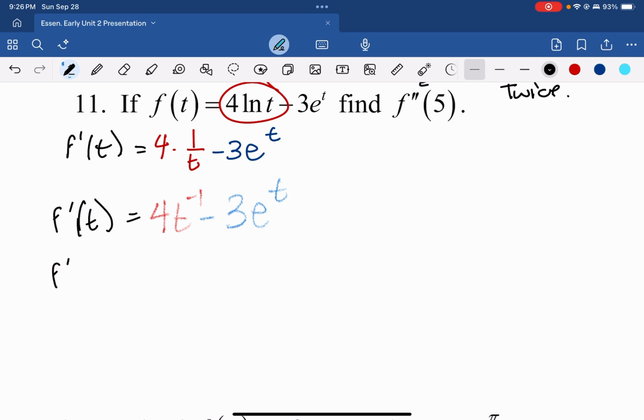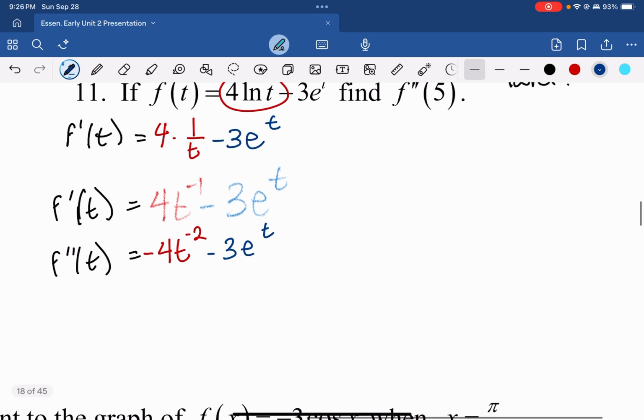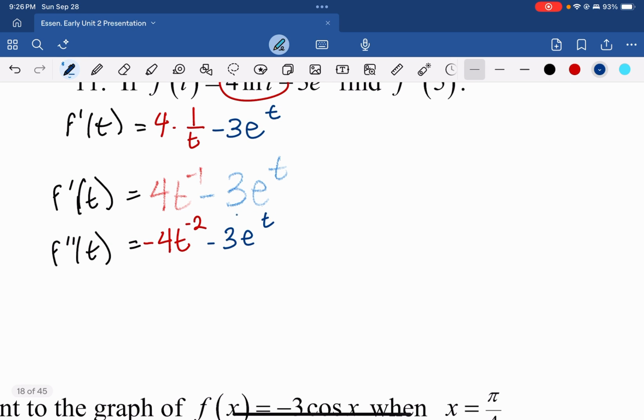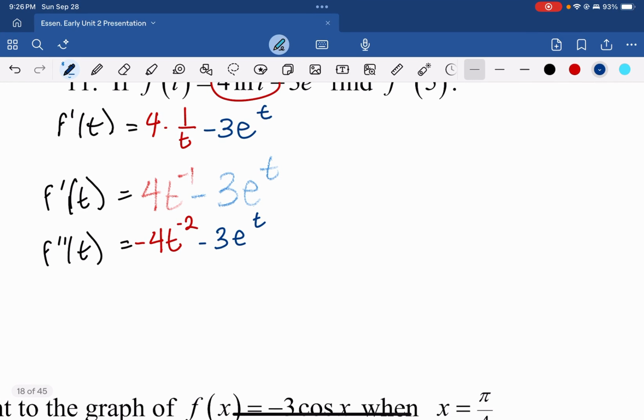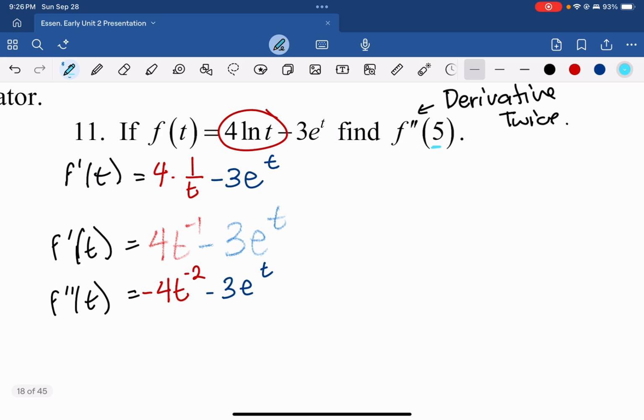Okay, so if I take my second derivative, right, power rule. So 4t to the negative 1 is going to give me negative 4t to the negative 2. And minus 3e to the t is going to give me minus 3e to the t. Okay. So no matter how many times we take the derivative of e to a power, it's still going to be e to that power. So now we're going to go through and plug in 5, right? It asked us to find f double prime of 5.